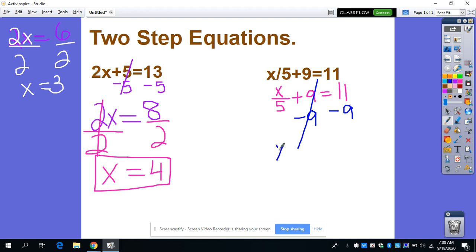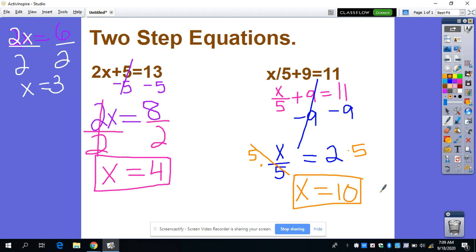You're left with x divided by 5, because when it's a fraction, it's x over 5, is equal to 2. At this point, this is a one-step equation. You know how to do this. If it's x divided by 5, to get rid of the divided by 5, you are multiplying 5 onto both sides. Okay? x is equal to 2 times 5, which is a basic thing, 10. That is how you solve this.